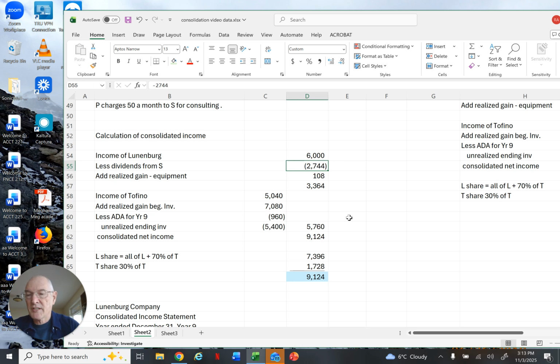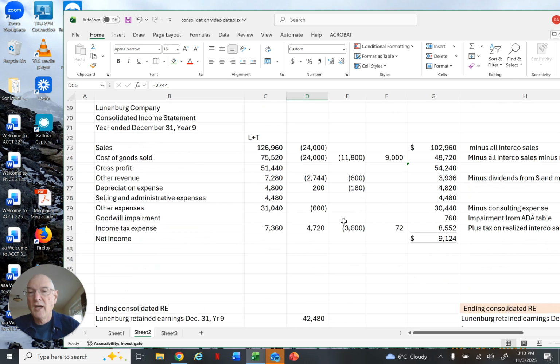So this becomes zero. It does not become minus 2744 in the income statement. So the income of Lunenburg included the dividend from Tofino. So here's other revenue from the Lunenburg income statement. Part of that other revenue was the 2744 dividend from Tofino. We take that away, and as you can see, we're lower yet from 72.80.